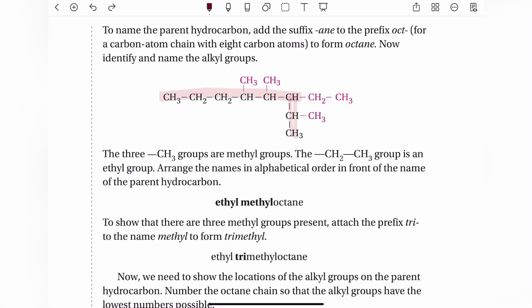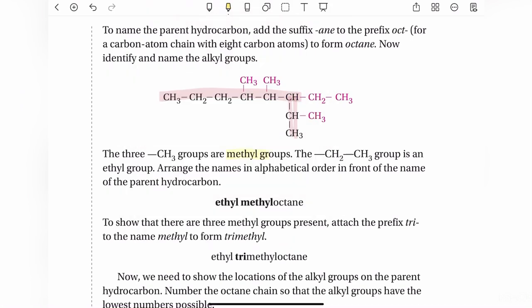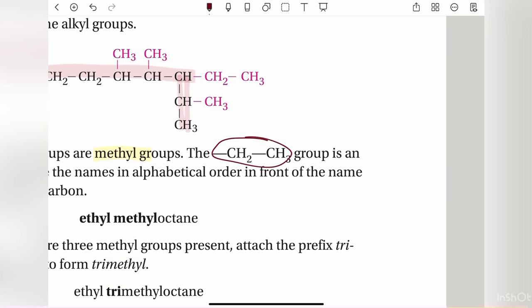The 3 CH3 groups are methyl groups. So we have another name. This is methyl. It's called methyl, a methyl group. So the CH2 and CH3 group is an ethyl group. Yay, another name. Ethyl group. This one is also known as C2H5.